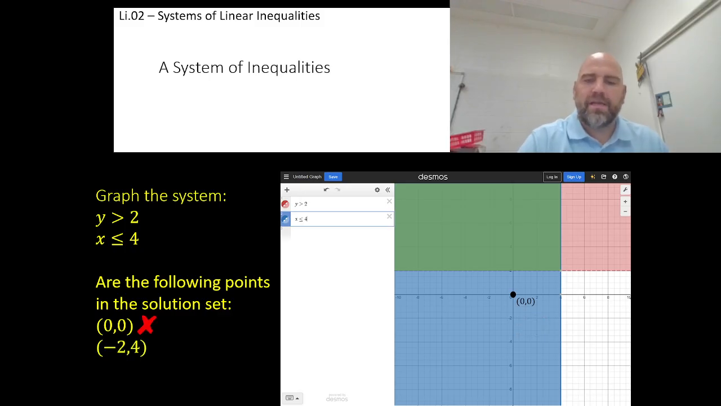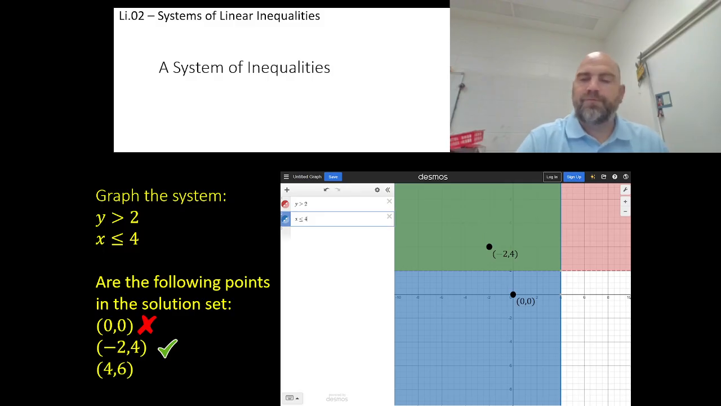What about the point (-2, 4)? Now, (-2, 4) is right there. Is that in the solution set? Well, is it part of the red solution set? Yes, 4 is greater than 2. Perfect. And is it part of the blue solution set? Yes, -2 is in fact less than or equal to 4. So it works for both of our inequalities, which we really didn't need to check because it's definitely inside that green area. So yes, (-2, 4) is definitely a part of our solution set. The solution set is just the points that work for both inequalities.